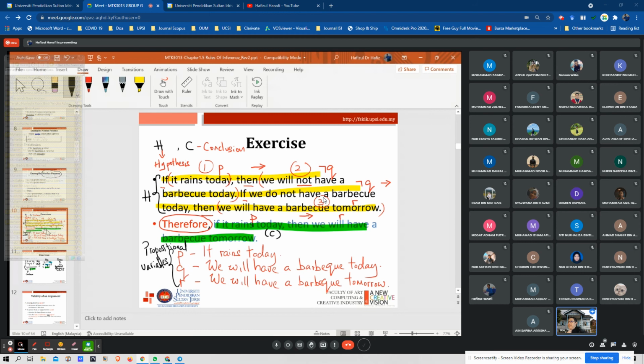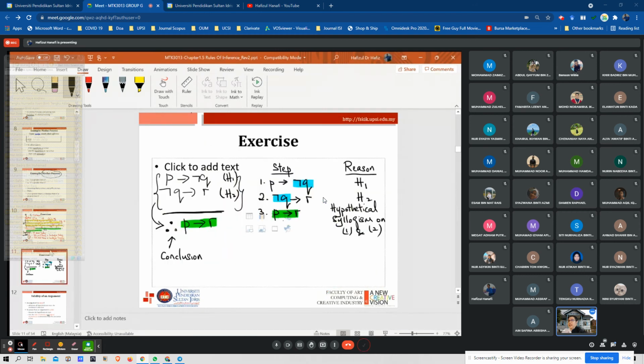Exercise. If it rains today, then we will not have a barbecue today. P implies negate Q. If we do not have a barbecue today, then we will have a barbecue tomorrow. Therefore, if it rains today, P, then we will have a barbecue tomorrow. C, implies R, is the conclusion. We have a propositional variable P: it rains today. Q: we will have a barbecue today, and R: we will have a barbecue tomorrow.